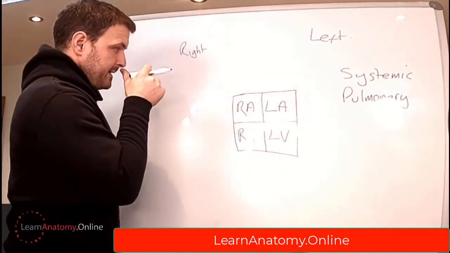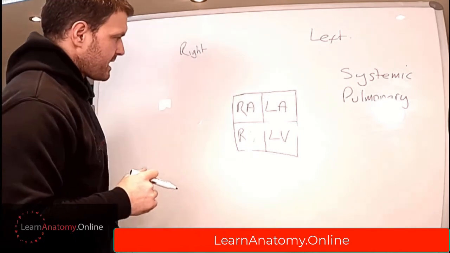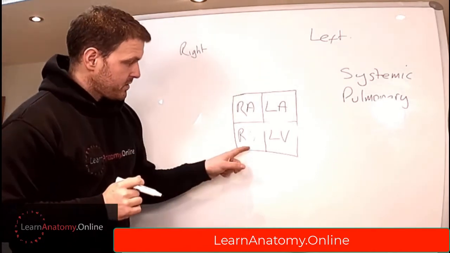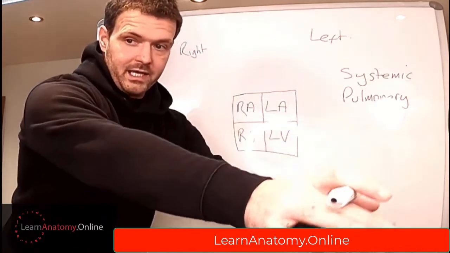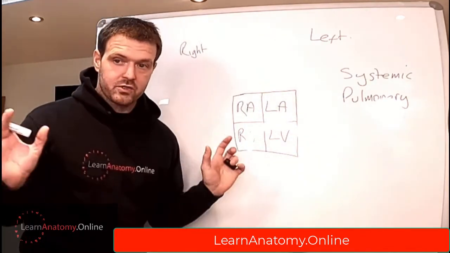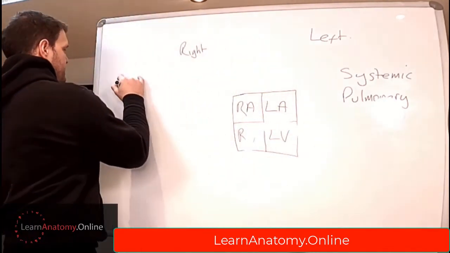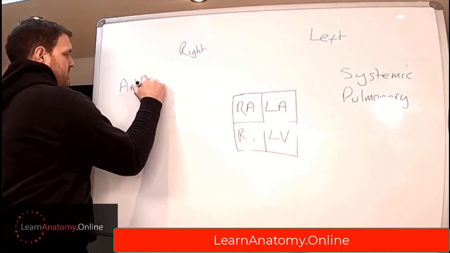Okay, so let's have a look at what goes where. So we know that arteries always go away from the heart. So arteries equals away. Pop that over here.